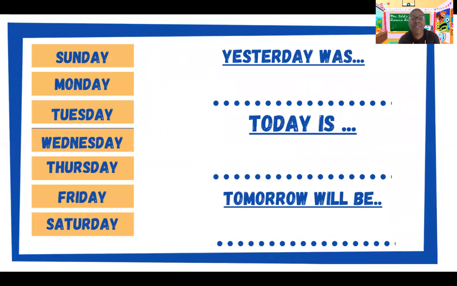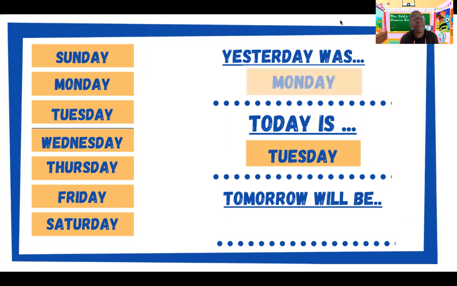Well, what about the day of the week? It is the second school day of the week. And if it's the second school day of the week, then what day is it? Did you say Tuesday? If you did, you're absolutely correct. Well, if today is Tuesday, what was yesterday? Remember, yesterday was the first school day of the week. That's right. If today is Tuesday, that means that yesterday was Monday.